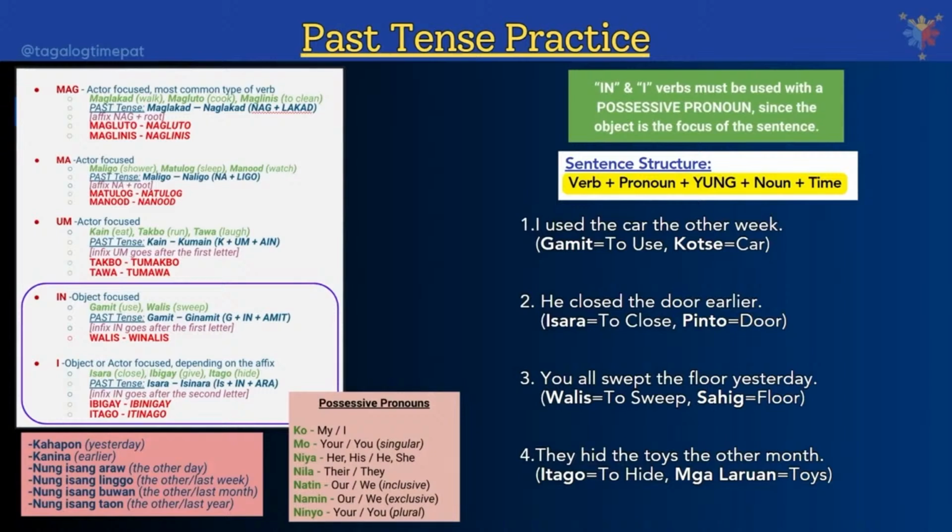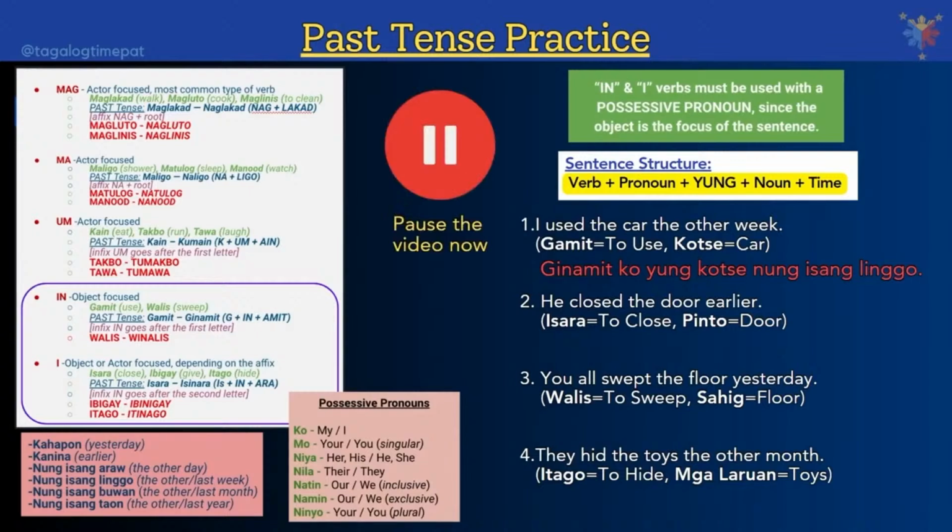So let's do this one together. So the sentence structure is verb plus pronoun. So it would be ginamit. That is the past tense conjugation of gamit. Remember, for in verbs, the infix in goes after the first letter. So ginamit. Then it's the pronoun ko, which is the possessive pronoun I. Then it's the word yung, which means the. Coche nung isang linggo. So, ginamit ko yung coche nung isang linggo. I used the car the other week.